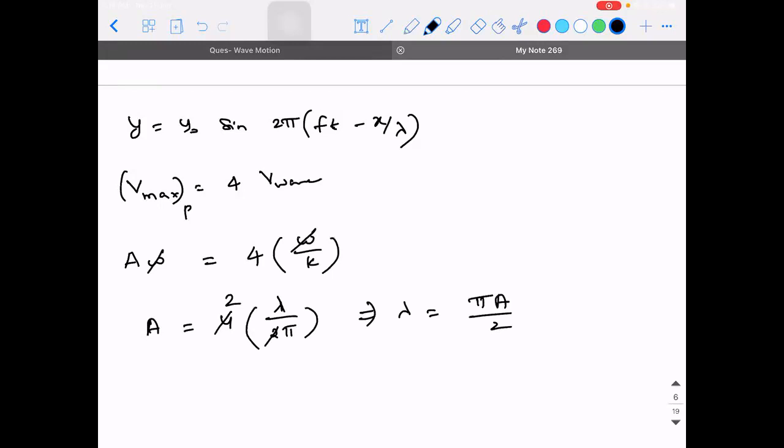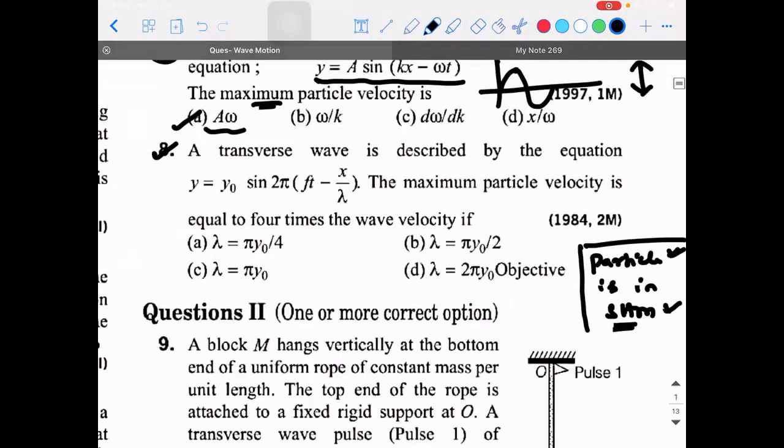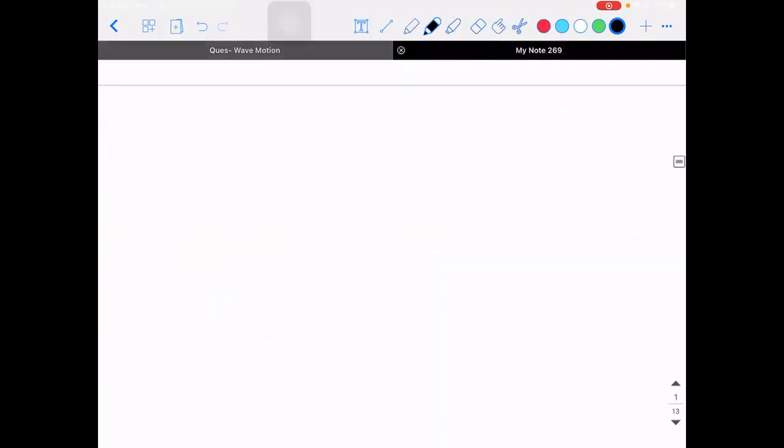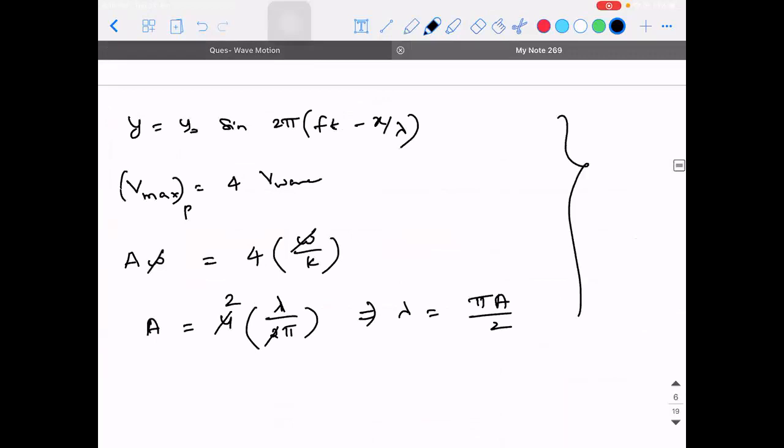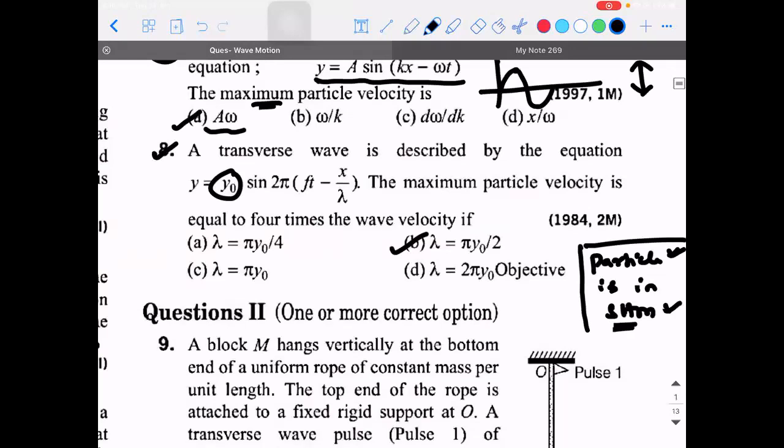Is there an option like this? Pi A divided by 2, here A is nothing but y naught. So the answer is D. Guys, are you convinced? So pi into y naught divided by 2. Right? So this is all about wave velocity. I hope you guys can manage it. You can try out a few more problems today evening.